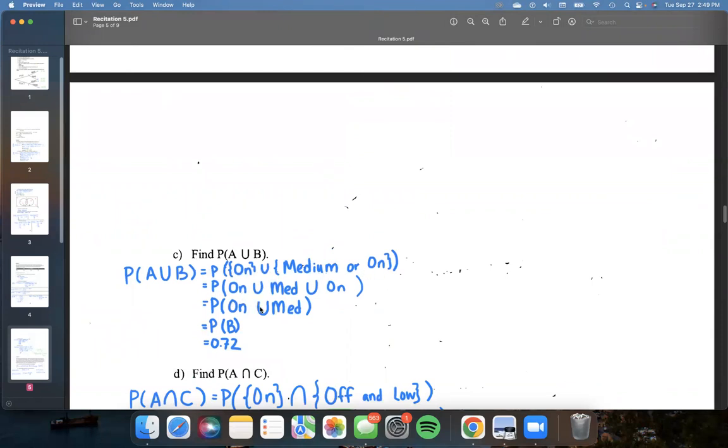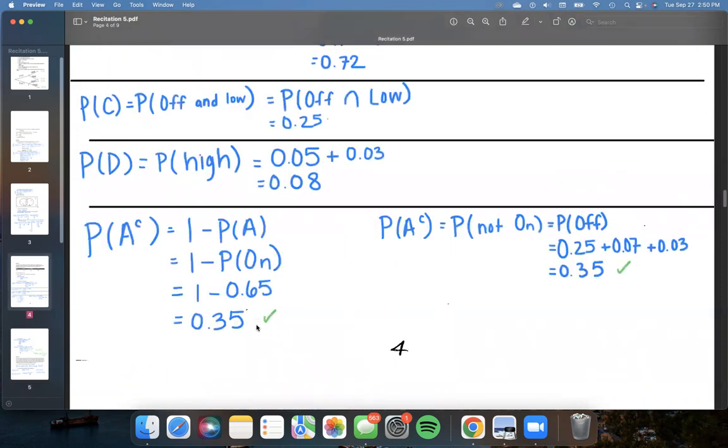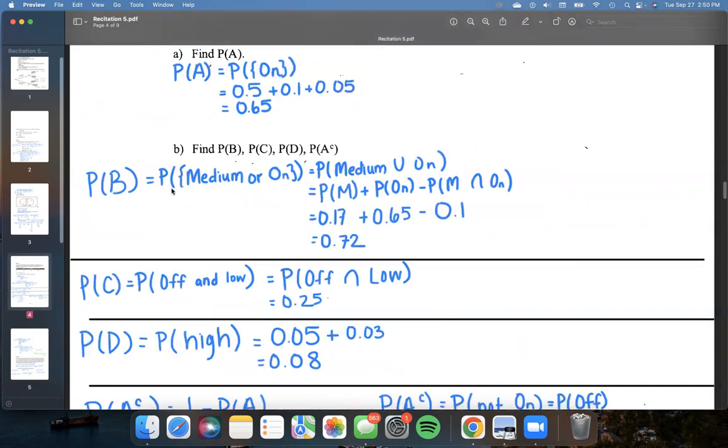That means we have the probability of on union medium union on. And then I can disregard these ons because that's redundant information. On union on is on. So anyways, we're going to have the probability of on union medium, which we already found, which is the probability of B, which is 0.72.